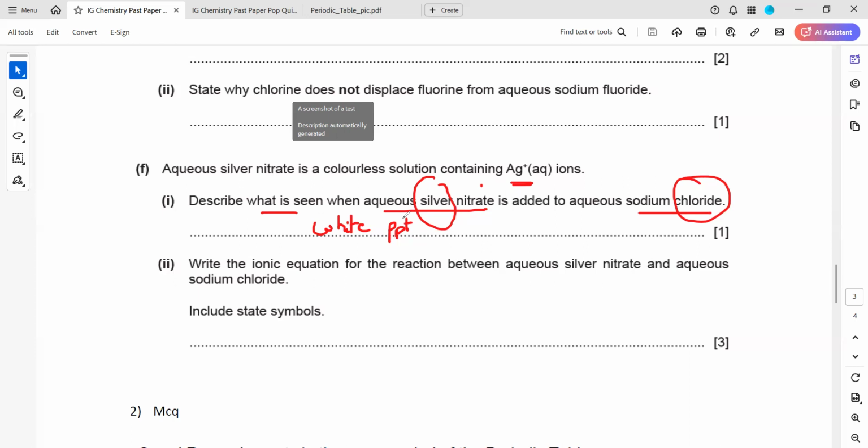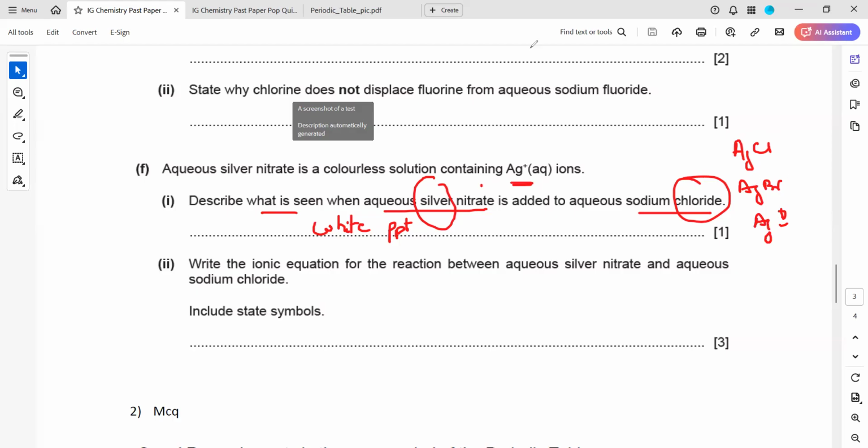So if it was silver bromide, what will be the color? It will be a cream precipitate. And if it is silver iodide, it will be a yellow precipitate. You have to memorize the colors of the three precipitates of silver. If it is silver chloride, it is white. If it is silver bromide, cream. And silver iodide, it will be a yellow precipitate. So you have to memorize these colors.